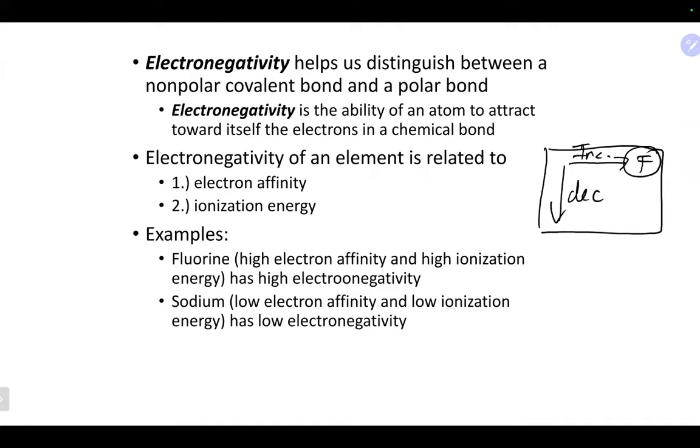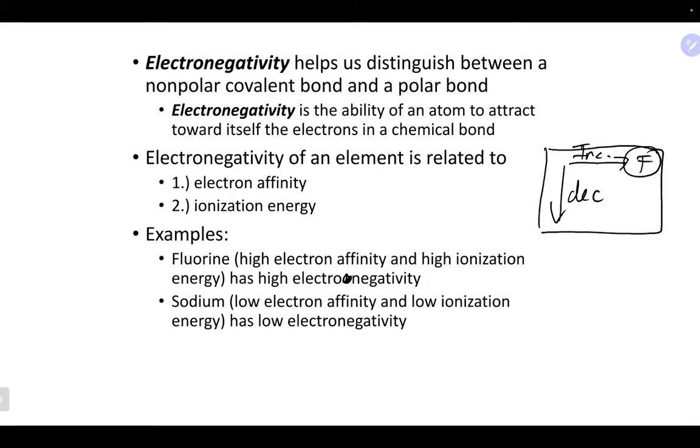So fluorine has high electron affinity, high ionization energy, and high electronegativity. Sodium is the opposite. It has low electron affinity and low ionization energy, which means, as we talked about earlier, it will give away its electrons pretty easily. It's not really looking to gain electrons, so it will have low electronegativity.